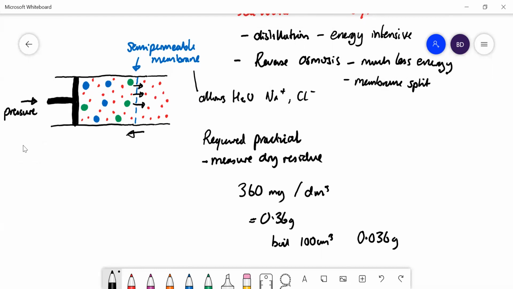After heating up, you'd have to get the evaporating basin with 100 centimetres cubed of water, weigh that, then boil it, reweigh it, and it would only be 0.036 grams heavier than it was at the start. You probably wouldn't even notice that. Okay, so it's a required practical, but it's not a great experiment. And the other part of it is just simply distilling some water. Okay, so that is all we're going to say about potable water.